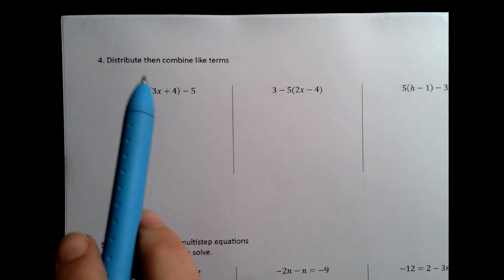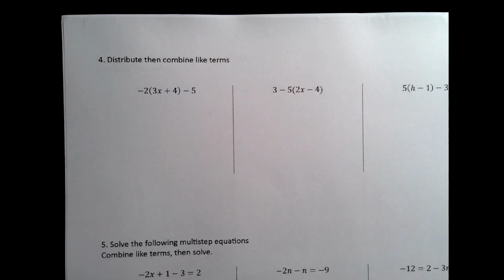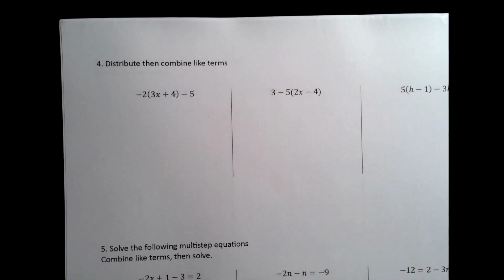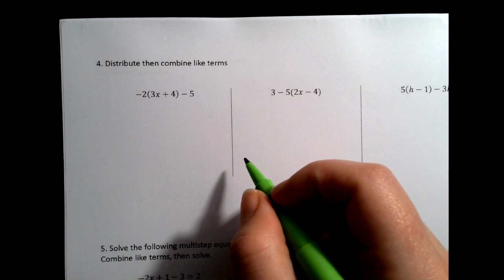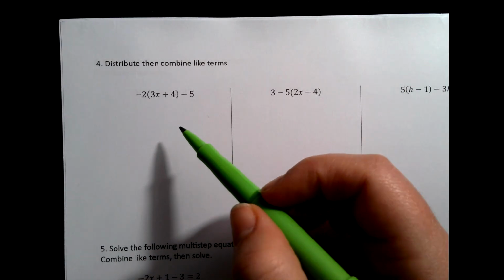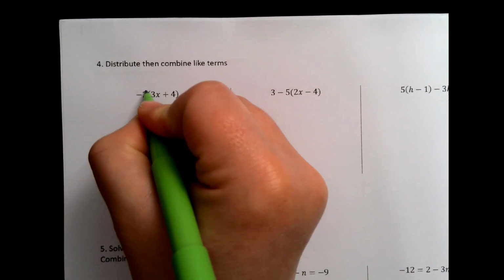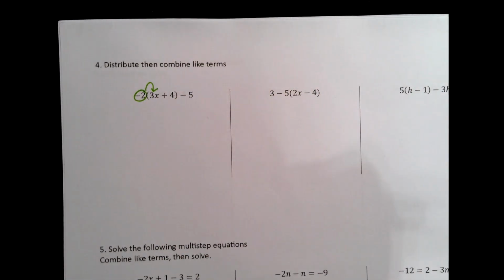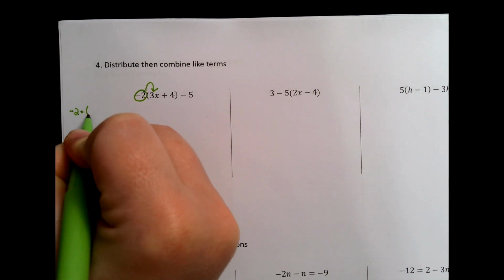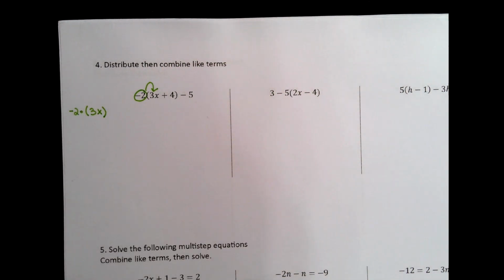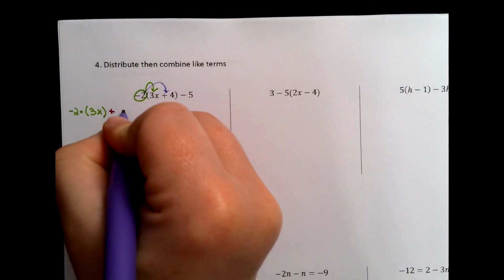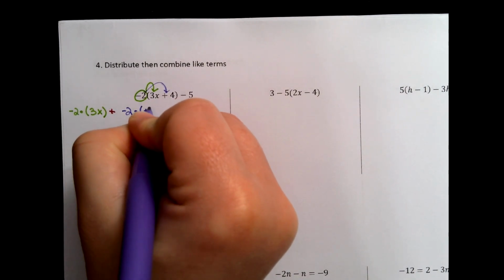Alrighty, next. Now we're going to be distributing and combining like terms. This is like chapter 1 and chapter 2 combined. So we're going to do exactly the same thing that we did a few moments ago, except at the very last step, I need to put things together. So we're going to pick up this -2 and bring it onto 3. So -2 times open 3x, close it. And I'm going to pick up this -2 and bring it onto a +4. -2 times open +4, close it.